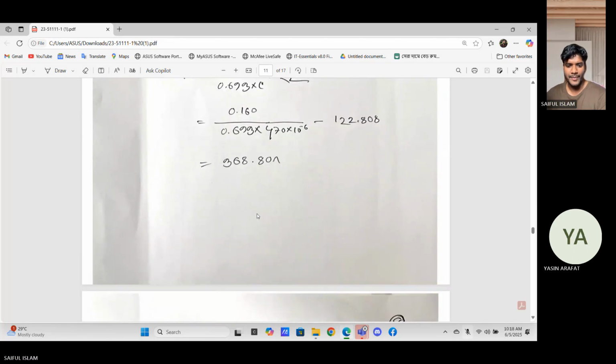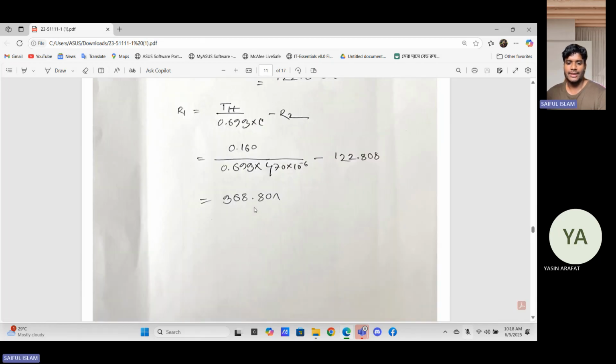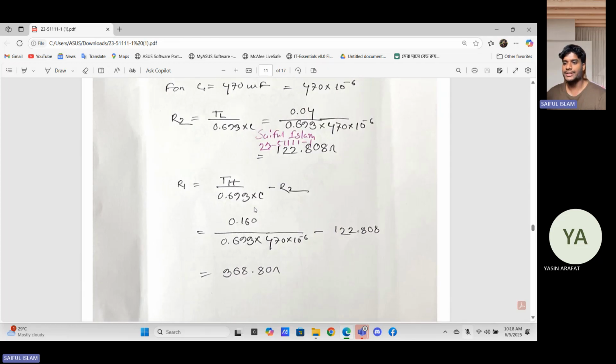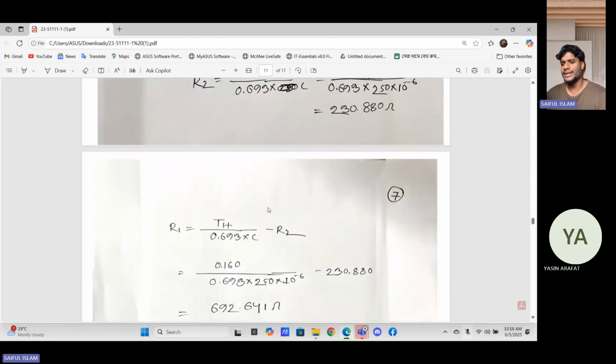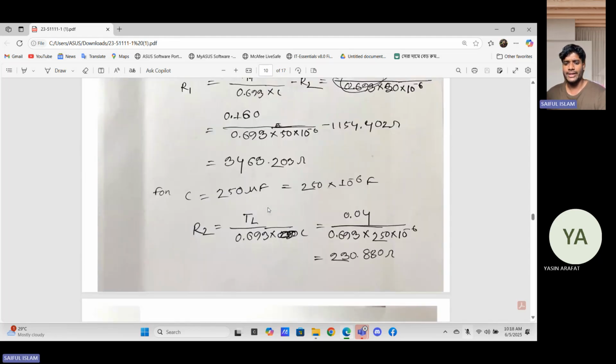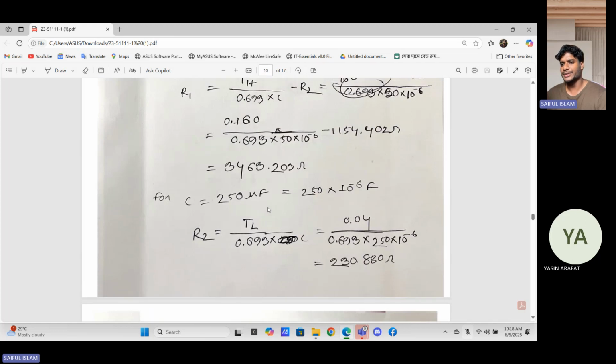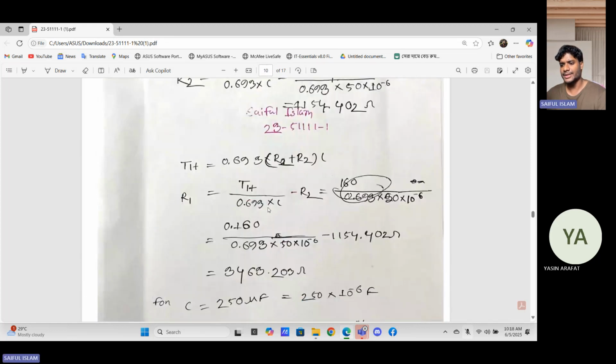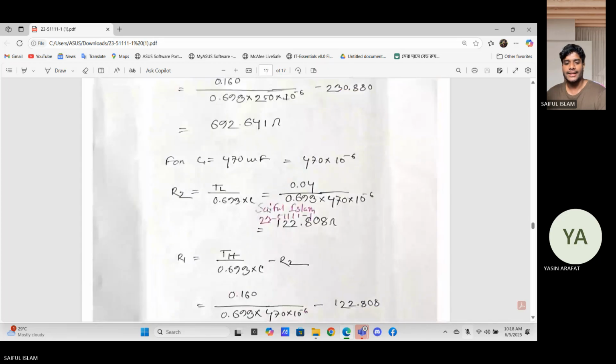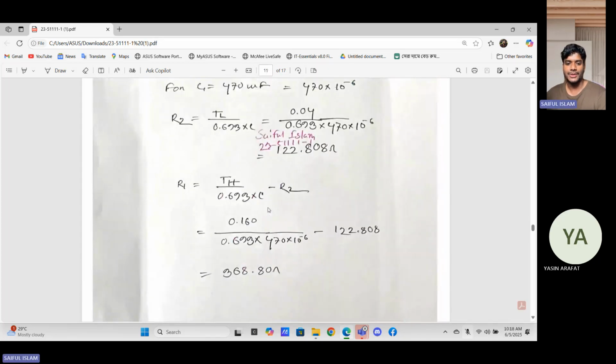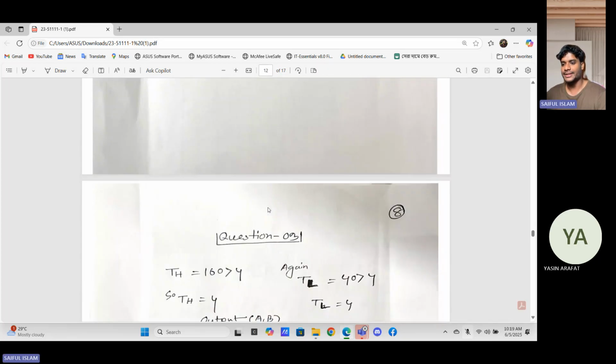So the 47 microfarad for the low resistor draws more current, and 50 microfarad shows the very high resistor. Here we can see that. Now move on to FSM and HDL code.